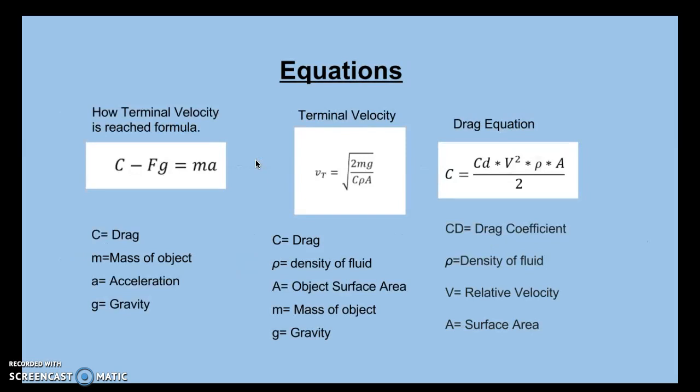So a couple of equations to keep in mind. The first equation shows that the drag force minus the gravitational force is equal to the total force on the object. Then the next equation is terminal velocity, and then the equation after that is the drag equation.